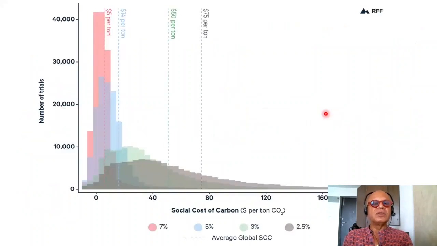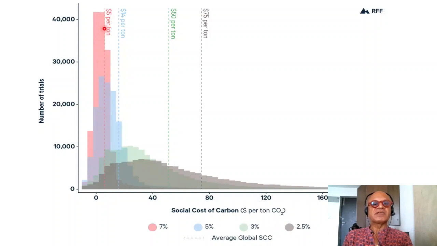So in the real model simulations, you take a number of trials, a number of simulations that the model makes for different discount rates. This is for actually the US government's estimate of social cost of carbon. So average global social cost is estimated to be here at $75 per ton. But for three different discount rates of 7%, 5%, and 3%, you can see that the uncertainty of the social cost of carbon per ton, dollar per ton of CO2, is very different.